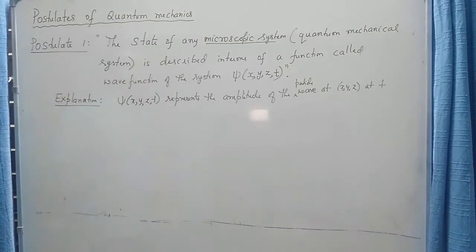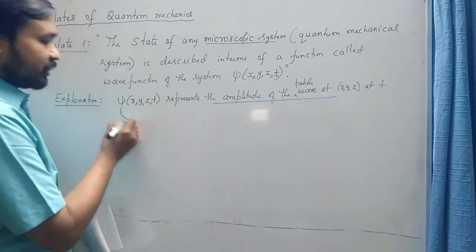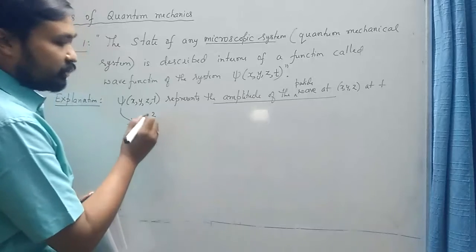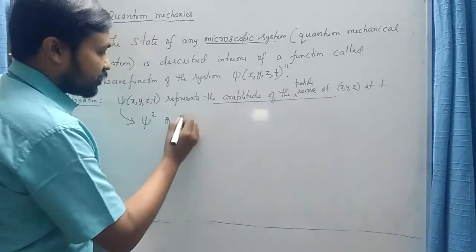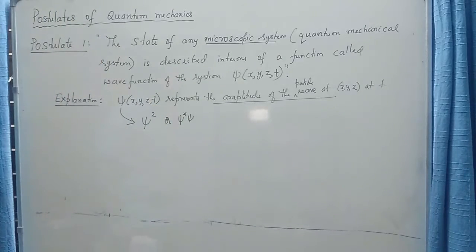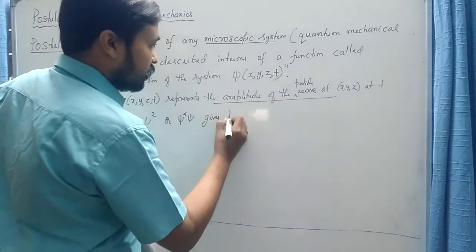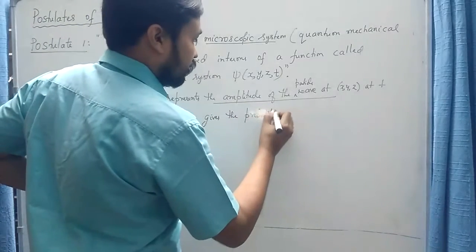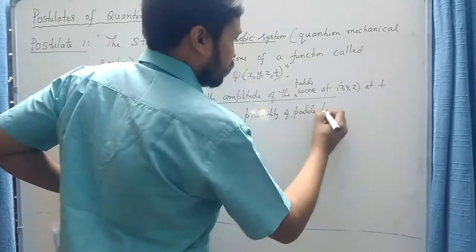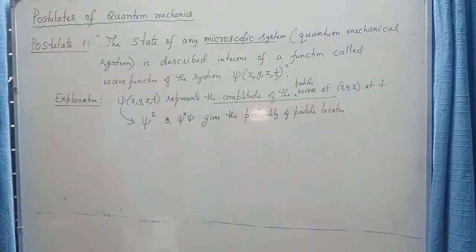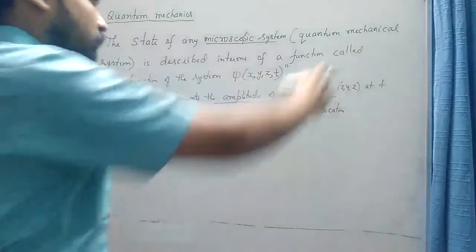I already told you this does not have a physical significance. The amplitude of a particle wave does not carry much physical significance, but what is important is the square of this wave function. The square of the wave function carries very important physical information, and that is nothing but the probability of finding the particle. So though psi has no direct physical significance, psi square, if the function is a real function, or psi star into psi, which is used when the wave function is a complex function, gives the probability of finding the particle at a particular location x, y, z at a particular time t.